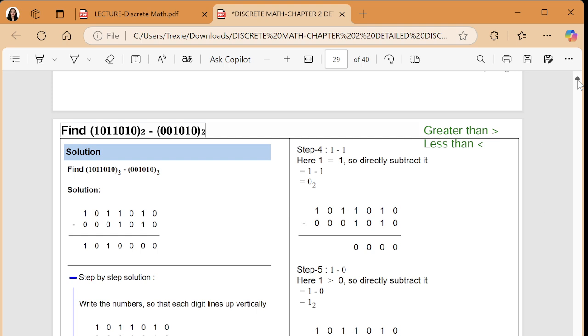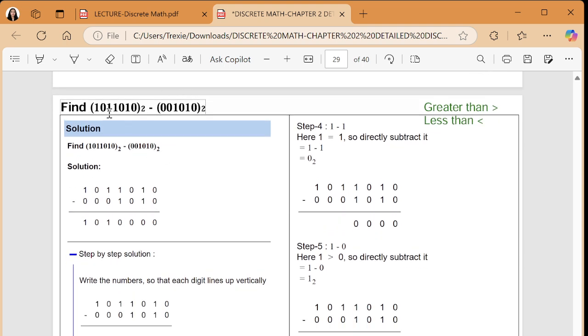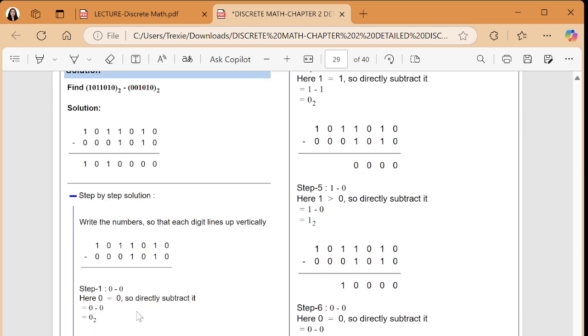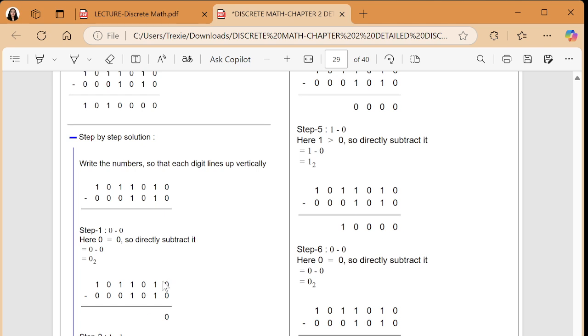Let's try applying the rules on our given problem, 1011010 base 2 minus 001010 base 2. So, solution: let's line up the digits vertically. Step 1, just directly subtract. So 0 minus 0 is 0. Then 1 minus 1 is 0.